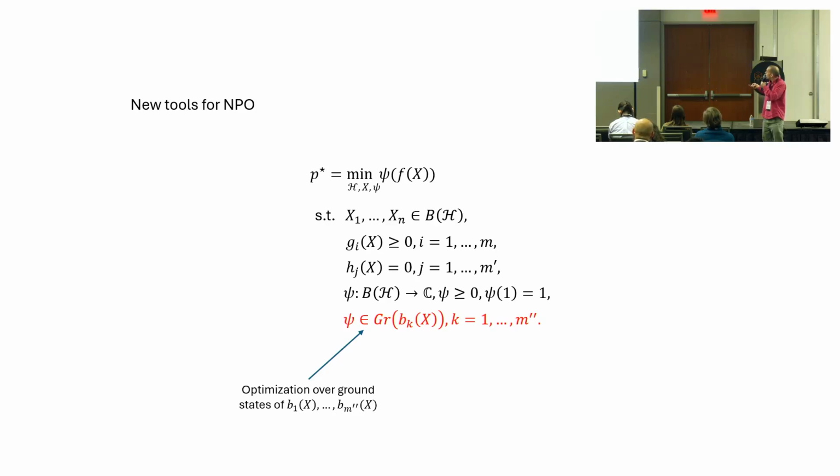And another consequence is that now we have a new tool in MPO. Now we can enforce the constraint that the states over which you're optimizing are ground states of some set of other operators. And this is something that we couldn't do before, right? I mean, this is what you get also from the state optimality conditions.